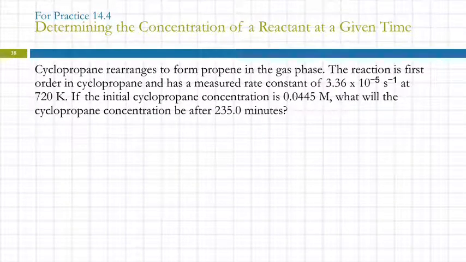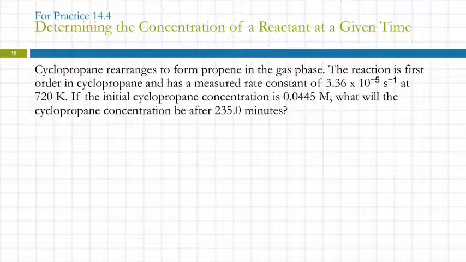Here's another one. Cyclopropane rearranges to form propene in the gas phase. The reaction is first order in cyclopropane and has a measured rate constant of 3.36 times 10 to the minus 5 per second at 720 Kelvin. If the initial cyclopropane concentration is 0.0445 molar, what will the cyclopropane concentration be after 235 minutes? Okay, lots of words, lots of numbers in there.